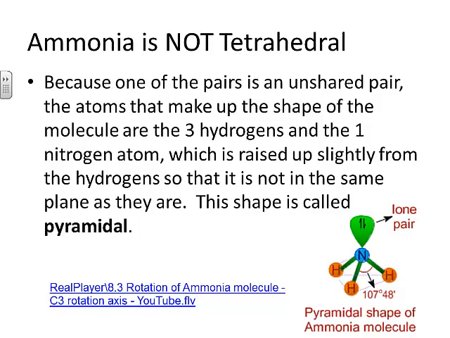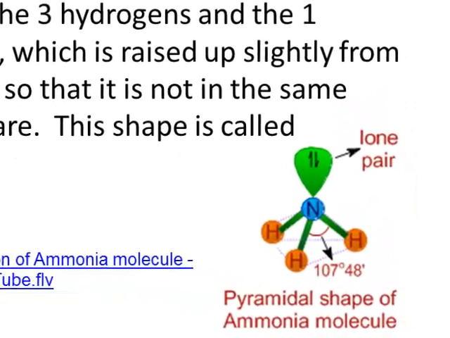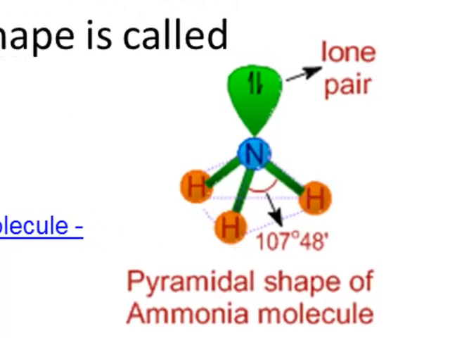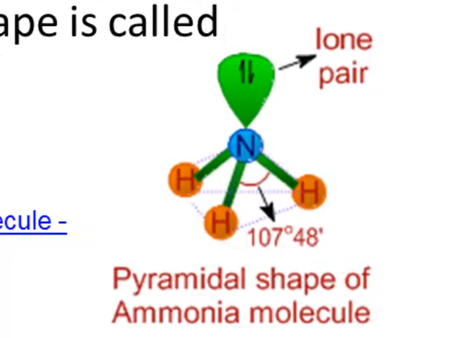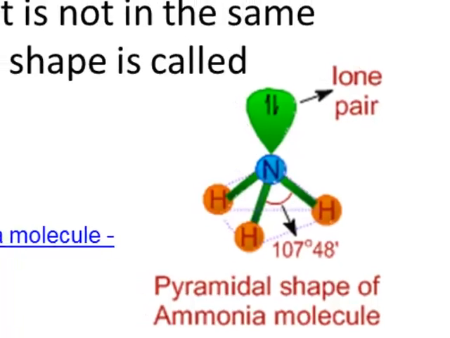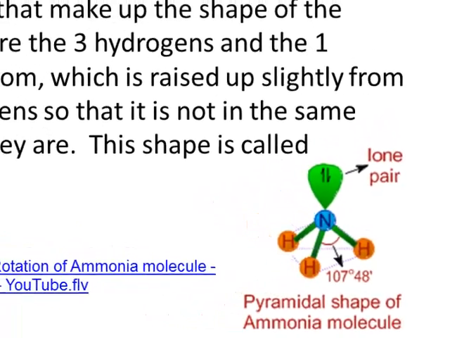So because one of those pairs is an unshared pair, the shape of the molecule is not tetrahedral because nitrogen is now an end. It's not in the center of the shape. It's actually an end of the shape. It's slightly raised up from those hydrogens, not in the same plane as they are, so we call this shape pyramidal. You have a triangular pyramidal base and the nitrogen's popped up like the pinnacle of the pyramid.